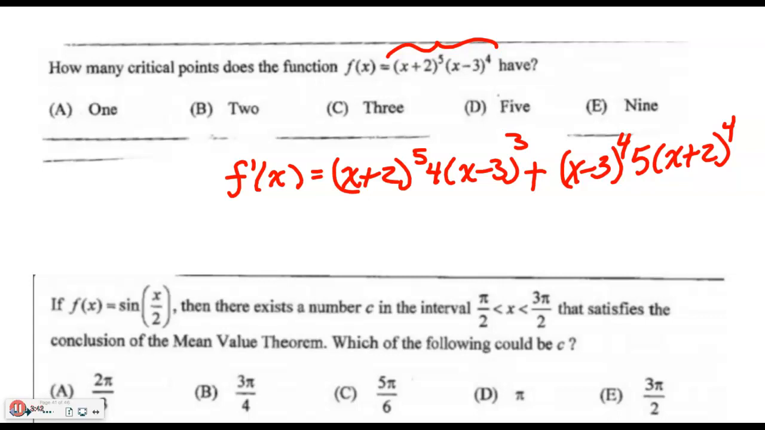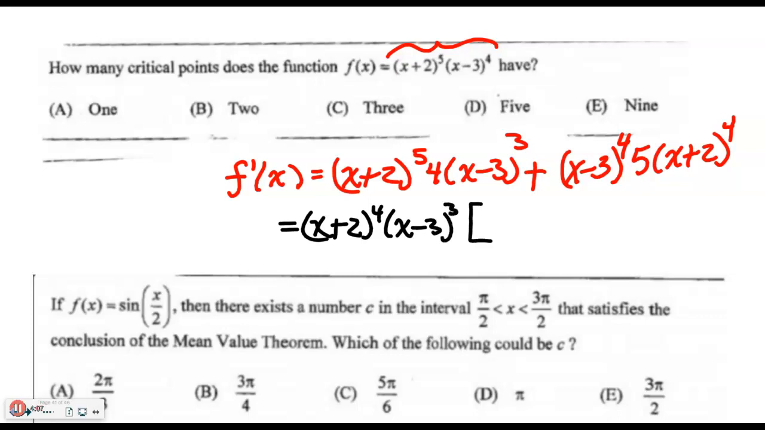I then think some people went like this. If they went this far, they said, oh, negative 2 and 3. But when you're using the zero product property, you have to have a product. So this is a sum. You actually need to factor this. Tyler, what can I pull out of both terms? X plus 2 to the 4th and x minus 3 to the 3rd.